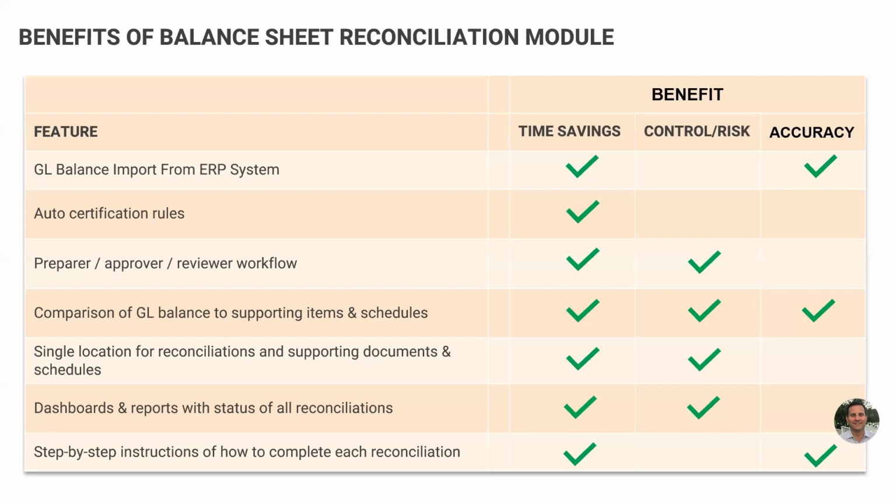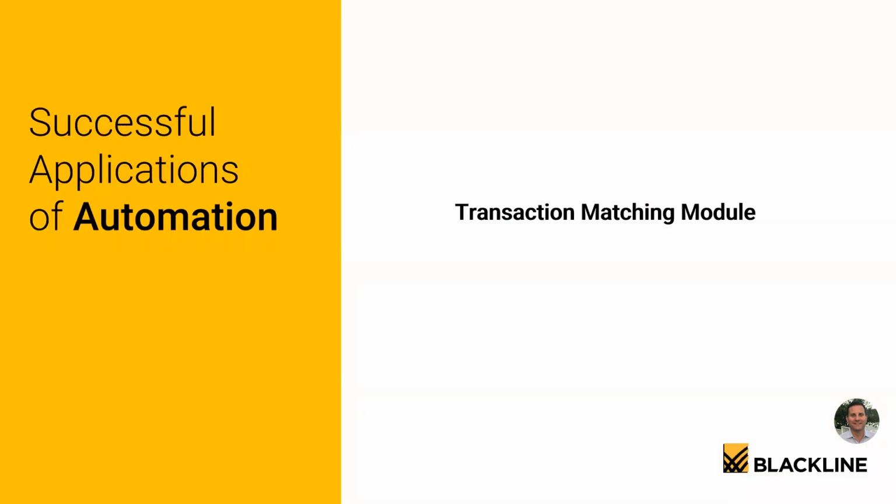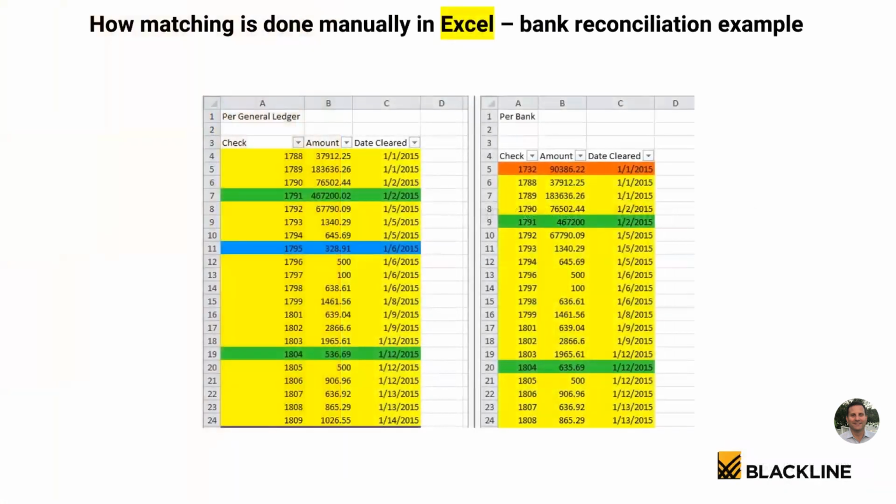Now let's jump to the transaction matching module, which is used to automate bank reconciliations. When we're talking about transaction matching, we're talking about matching records from one data source to another. And again, the most common example is a bank rec. To help explain the transaction matching module, let's look at a sample bank reconciliation.